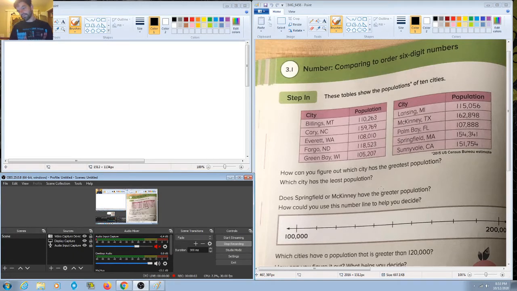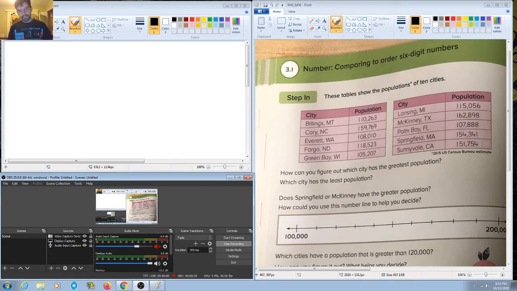So in this video we're going to be starting to look at chapter 3. This is lesson 3.1, entitled Number Comparing to Order 6-Digit Numbers. What we're looking at in this section is being able to look at a series of 6-digit numbers and rank them from least to greatest as well as greatest to least, but also being able to determine what values are higher than other values, what values are less than other values, and just being able to order them in a certain fashion.